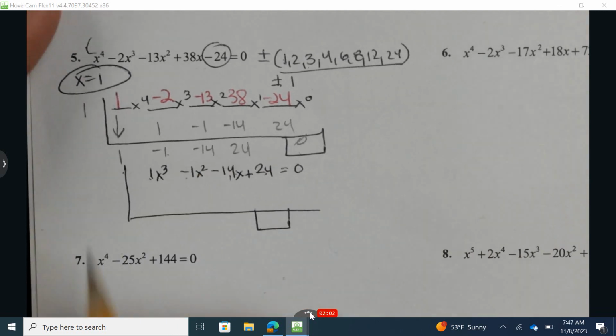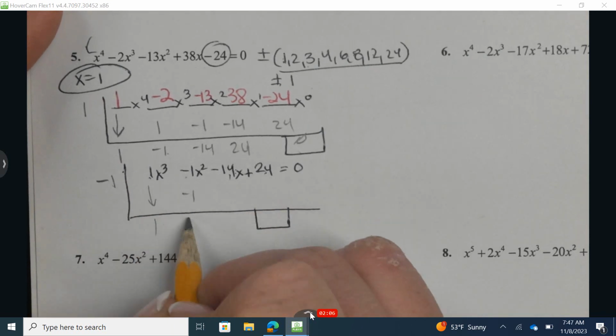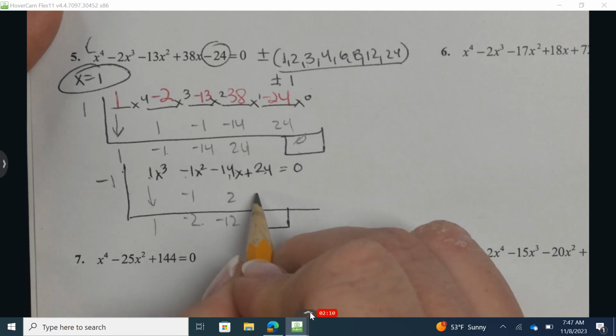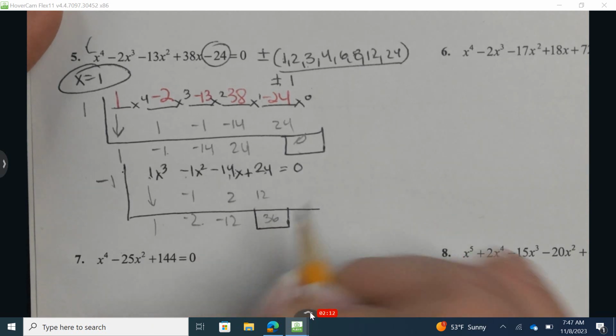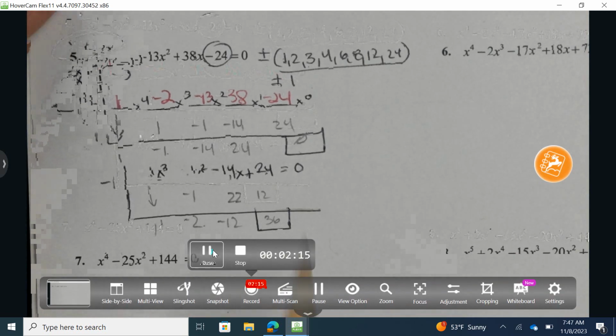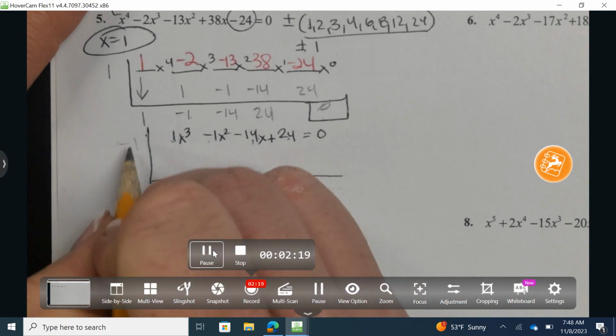Let's start by testing negative 1. Bring down the first number, multiply, add down, multiply, add down, multiply. This does not give me 0. So next, I've tried 1 and negative 1. Let's try 2, and I'll try negative 2, 3, negative 3, and so on.